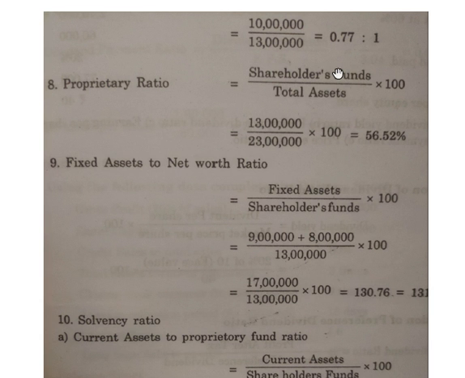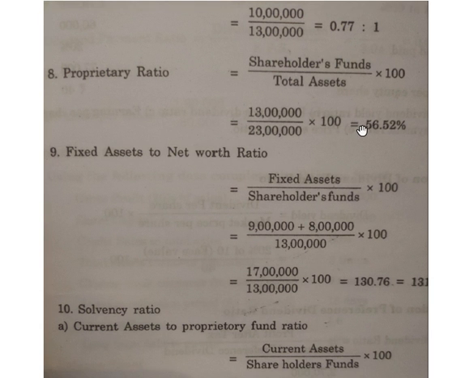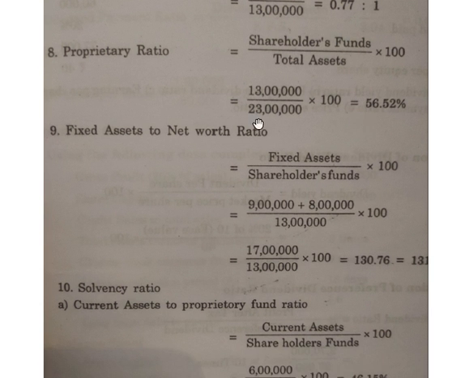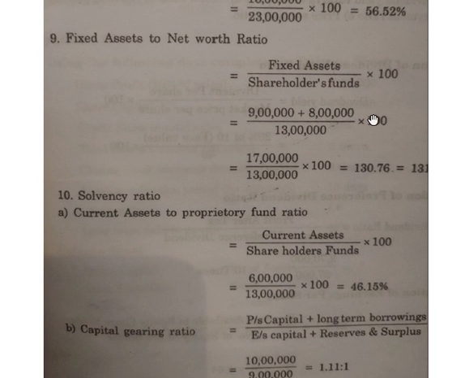Proprietary ratio formula is shareholders' funds divided by total assets into 100. So shareholders' fund is 13 lakhs, which is equal to 5 plus 4 plus 4, which is equity share capital plus preference share capital plus reserves and surplus, divided by total assets, the asset column. If you see the asset side of the balance sheet, the total is 23 lakhs. So if you take that into 100, which is 56.52%.